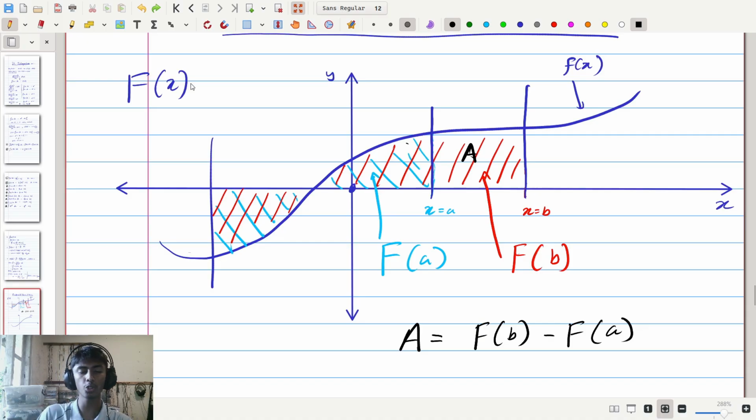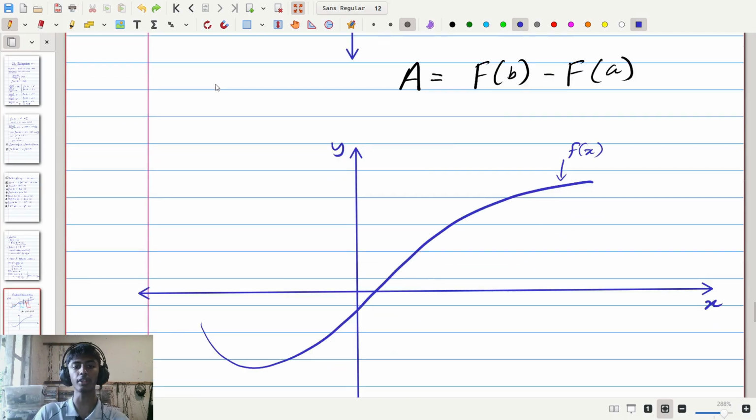The next thing we are going to do is consider the derivative of this function which we have defined, capital F of x. We are going to consider the derivative and use that to find a relation between capital F of x and simple f of x. So then, moving down.